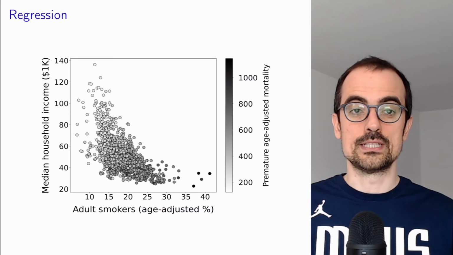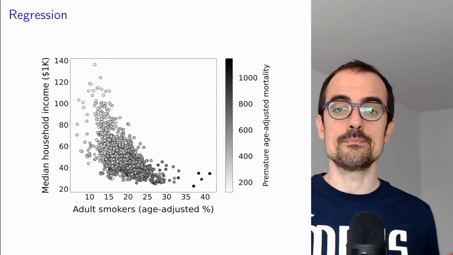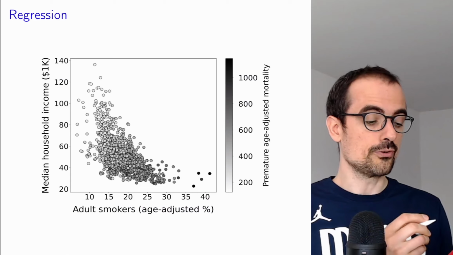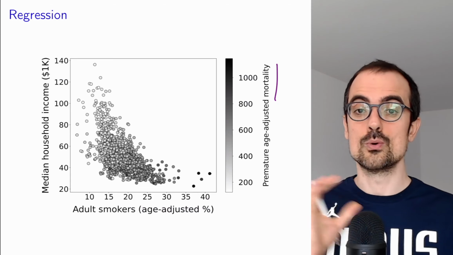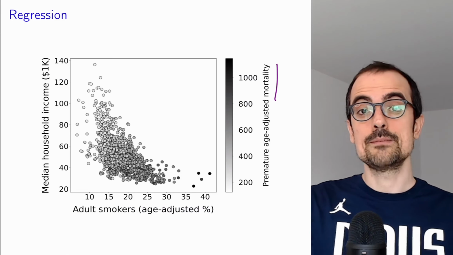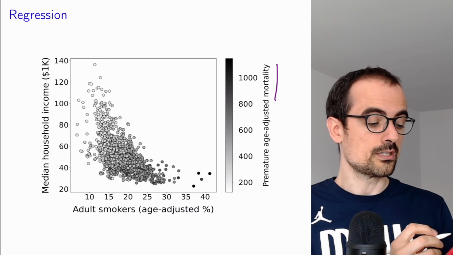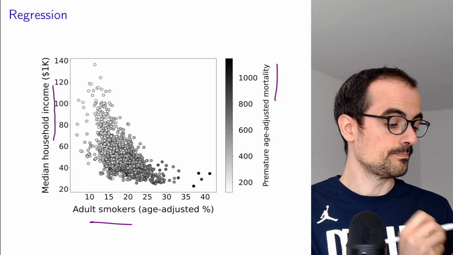Just to remind you about the difference between regression and classification: in regression, we want to estimate a quantity which we call the response, which is typically continuous. Here it's the premature age-adjusted mortality in US counties. We want to estimate this quantity from several features. Here the features are smoking and household income.